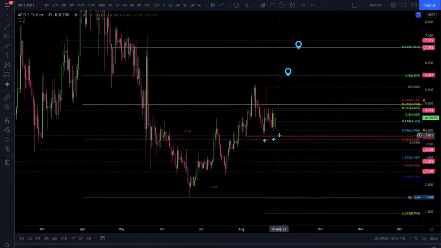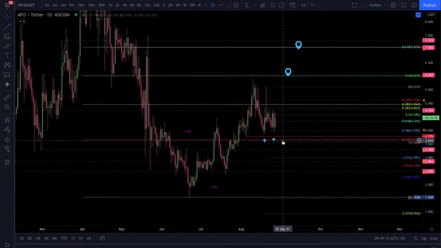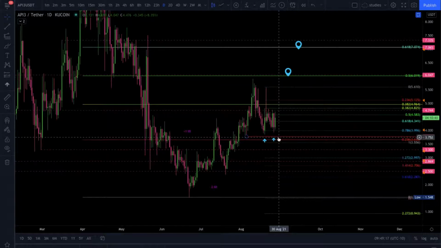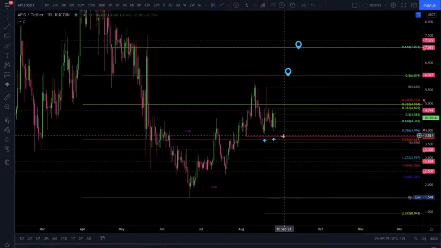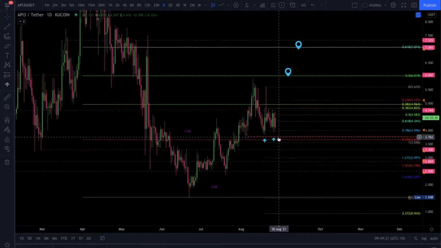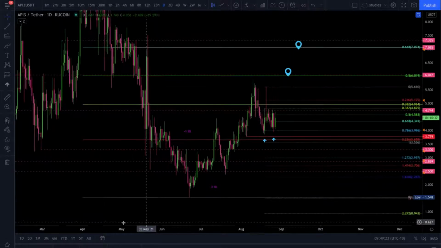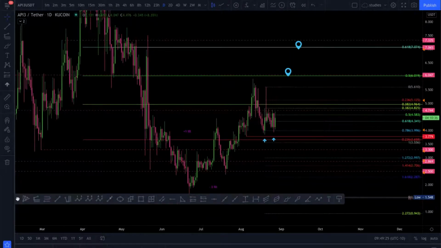If I see a daily close below this, then I'm probably going to exit the trade. Excuse me. But really, if it's just a hair below it, maybe not so much. I'll watch the next day. But what I'm really watching for here is kind of this whole area. Let me bring this up.